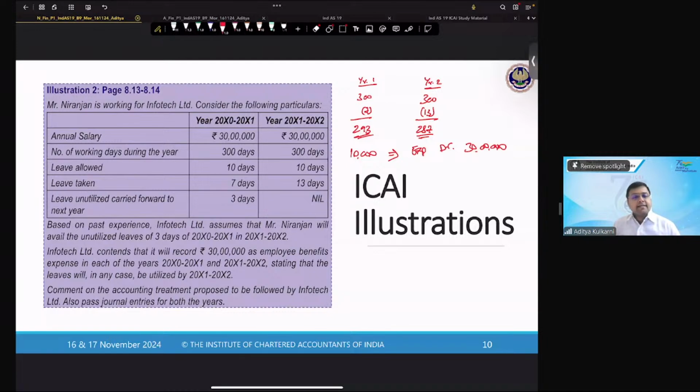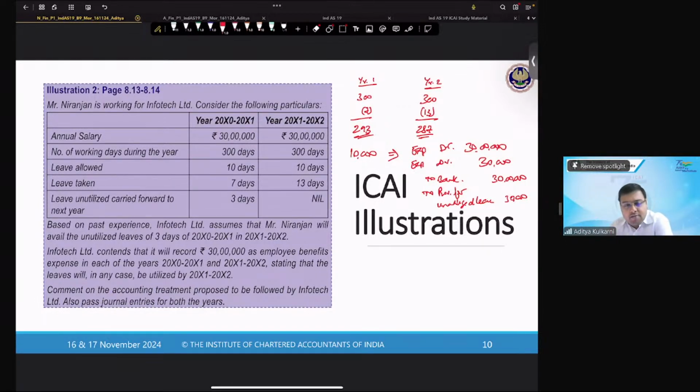But can I stop at 30 lakhs? Answer is no. He has come for 3 extra days. So for that, the further expense that I will be debiting is how much? Yes, 30,000 rupees. I will be debiting a further 30,000 rupees. But the payment that will be made, will it be 30 lakhs or 30 lakhs 30,000? Only 30 lakhs. Yes. And what will be the balance? Provision for unutilized leave, 30,000. Okay. So this is the first year entry that you will be passing.